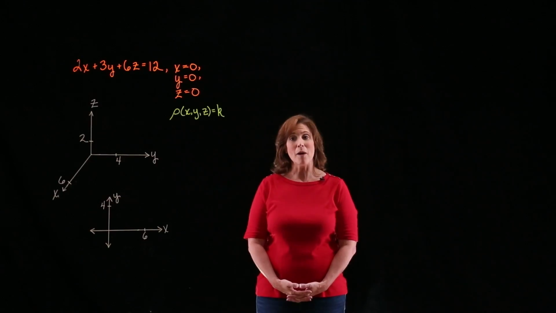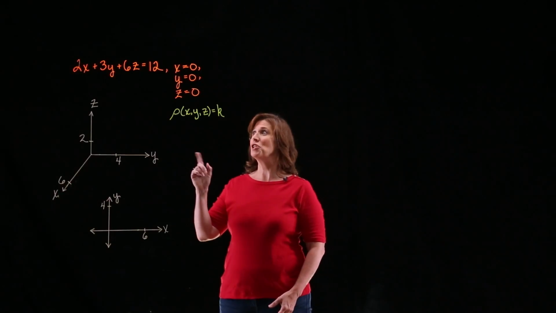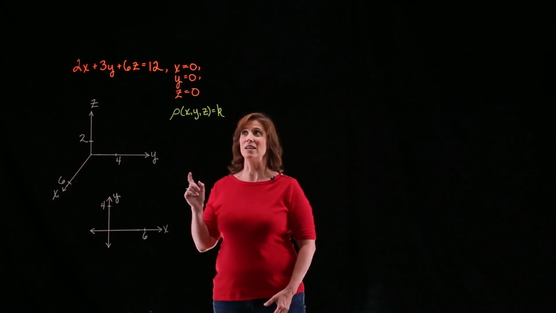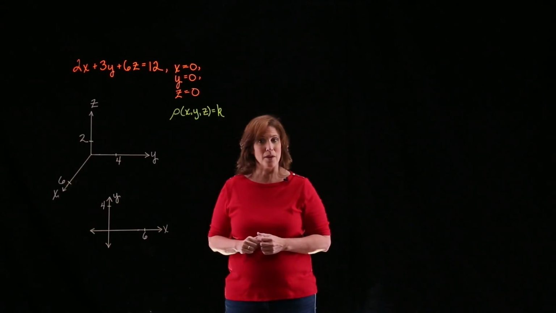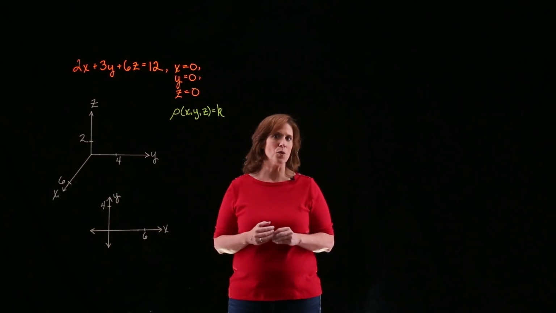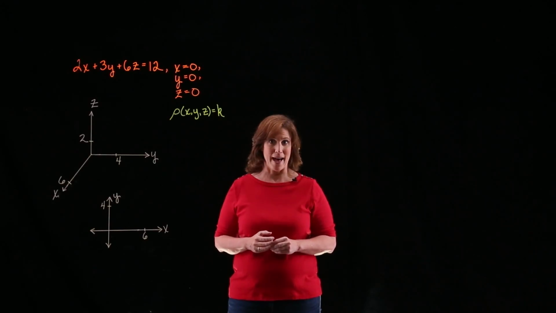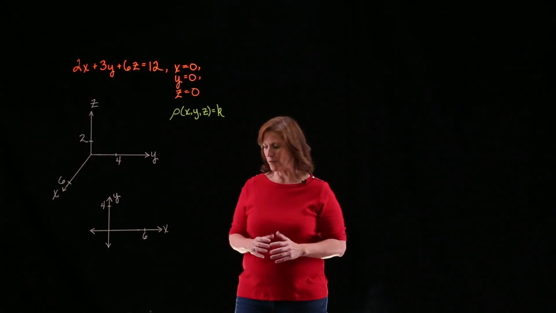Hi everyone, I'm Cheryl. In this problem, we're given a solid bounded by the plane 2x plus 3y plus 6z equals 12, x equals 0, y equals 0, and z equals 0. We're asked to find the mass of that solid and the x-coordinate of the center of mass. Well, first let's take a look at the picture of my solid to get an idea of what's going on.